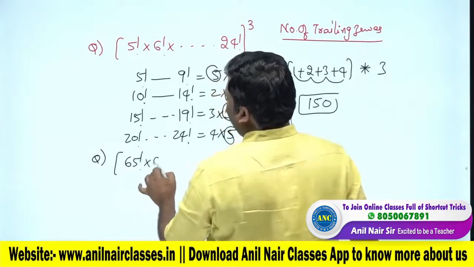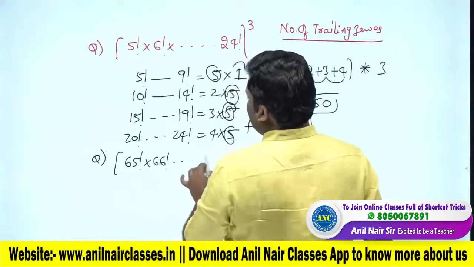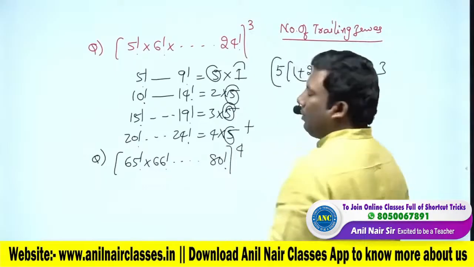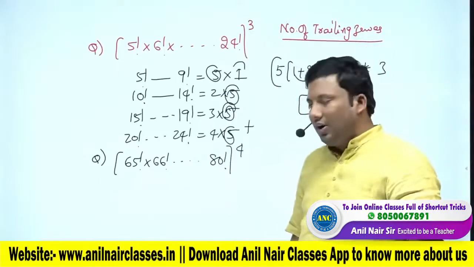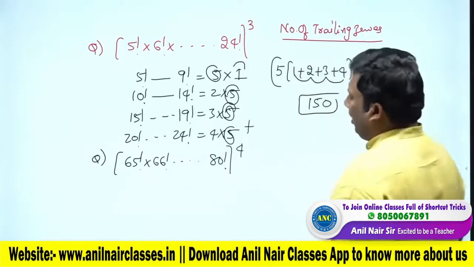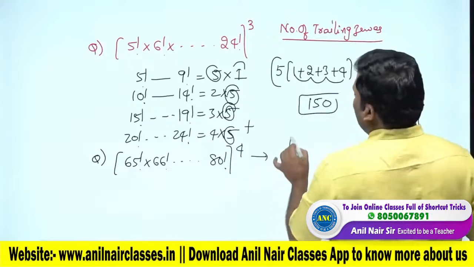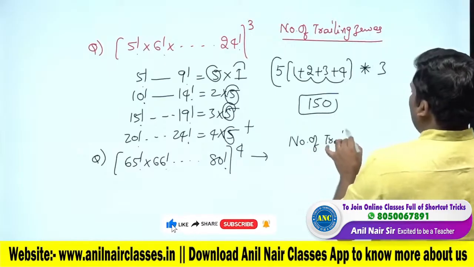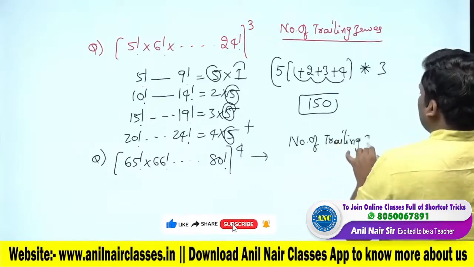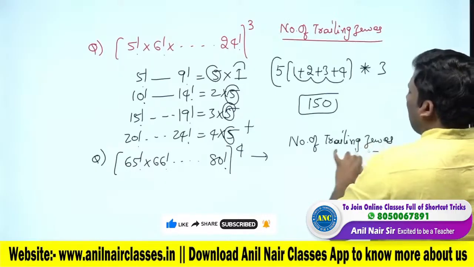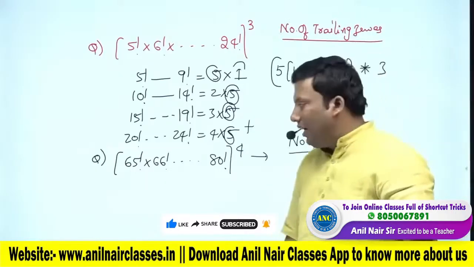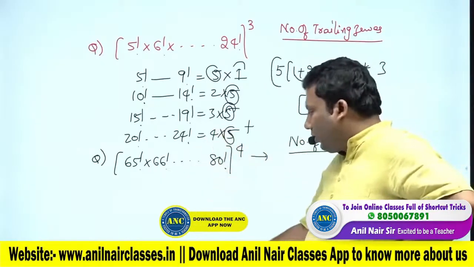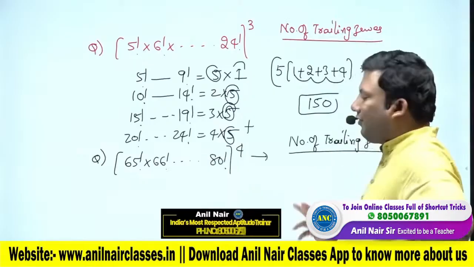Next question: 65 factorial into 66 factorial and so on up to 80 factorial, power 4. Find the number of trailing zeros. Let us find it easily without doing it step by step like in the previous problem.